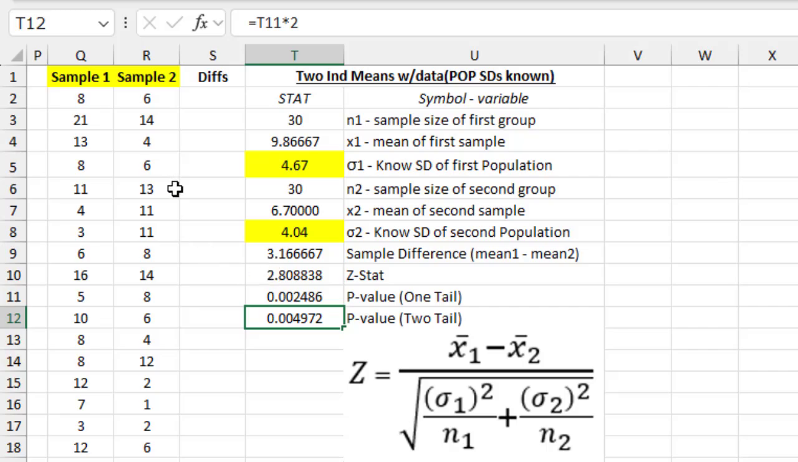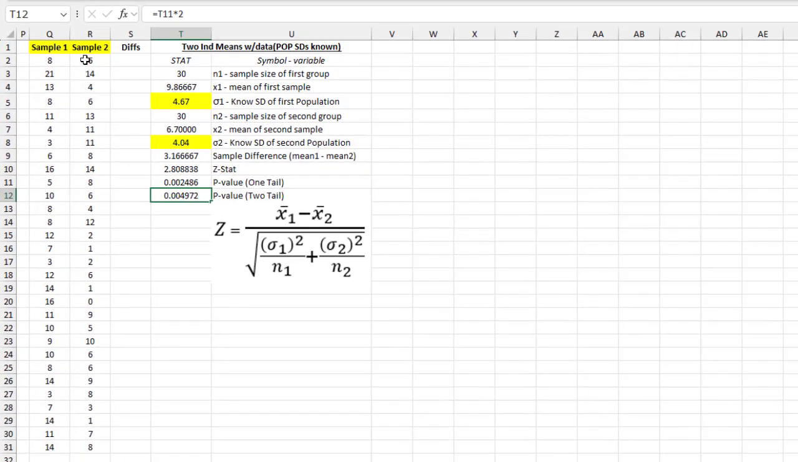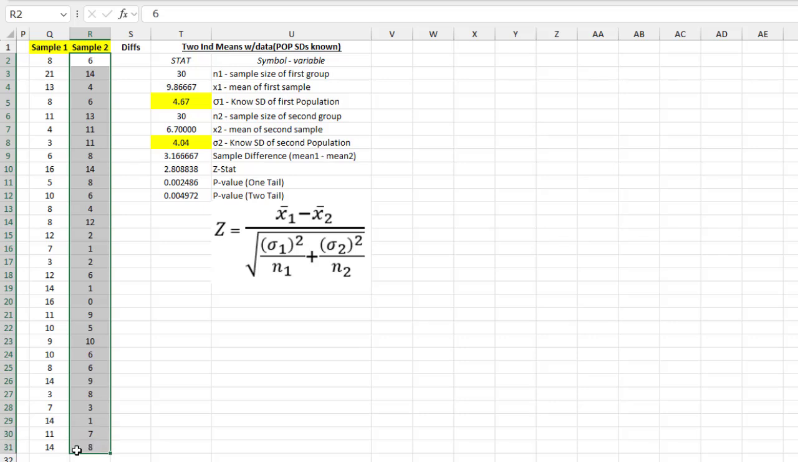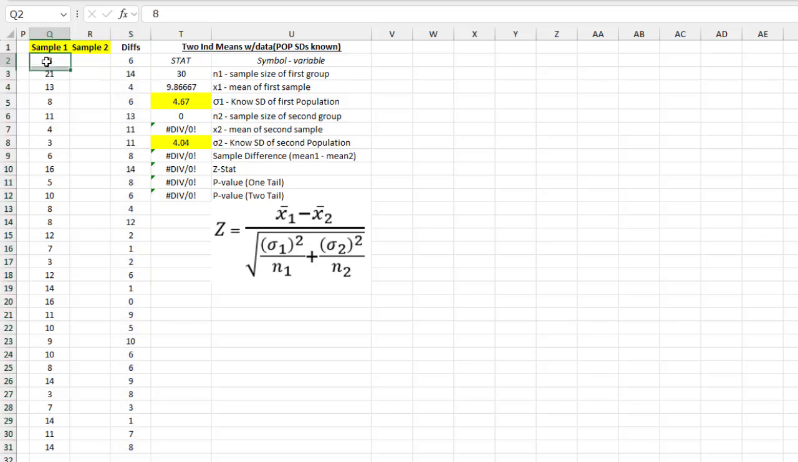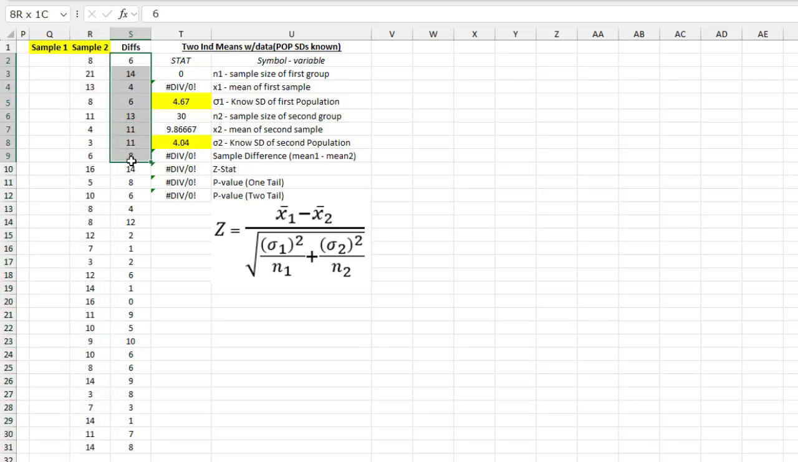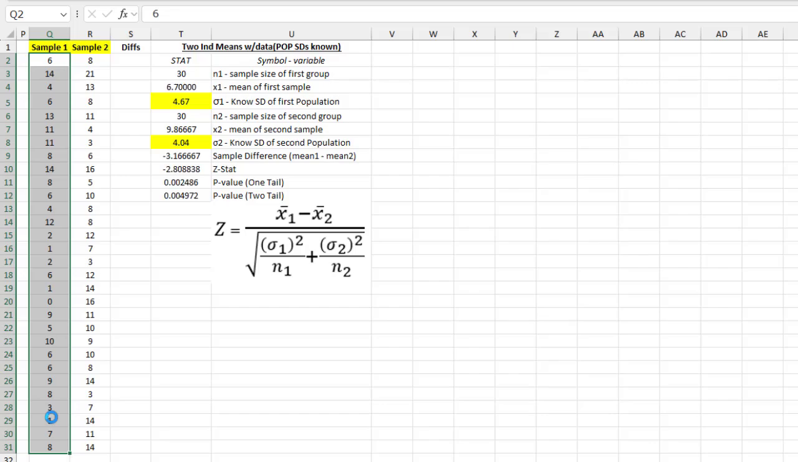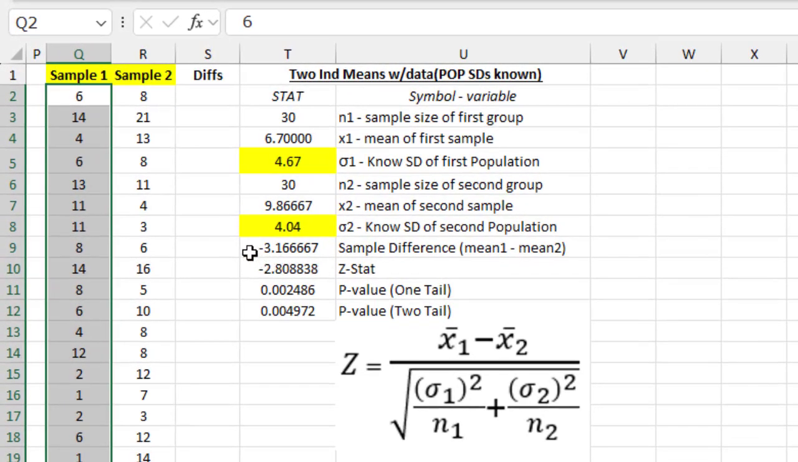Now, just to highlight how this works, let me switch places with these, right? So put this one here, move this one over here, and put this one back over here. You can see that now my difference is negative 3.1667. My z-stat is just negative 2.8, and so on. And my p-value is still the exact same thing, the 0.00248. So that's why we do this.